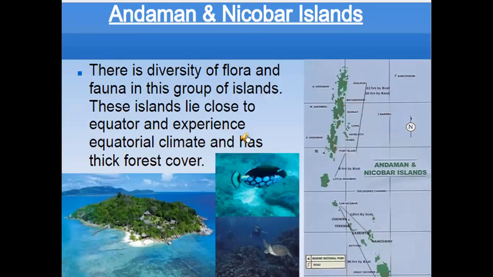There is great diversity of flora and fauna in this group of islands too. These islands lie close to the equator and experience an equatorial climate and have thick forest cover. Do you know, India's only active volcano is found on Barren Island in the Andaman and Nicobar group of islands.